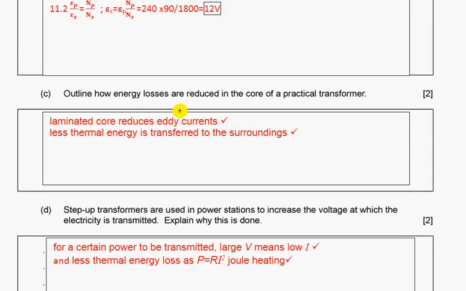Outline how energy losses are reduced in the core of a practical transformer. So we laminate the core to reduce eddy currents, and we make such a shape that less thermal energy is transferred to the surroundings.